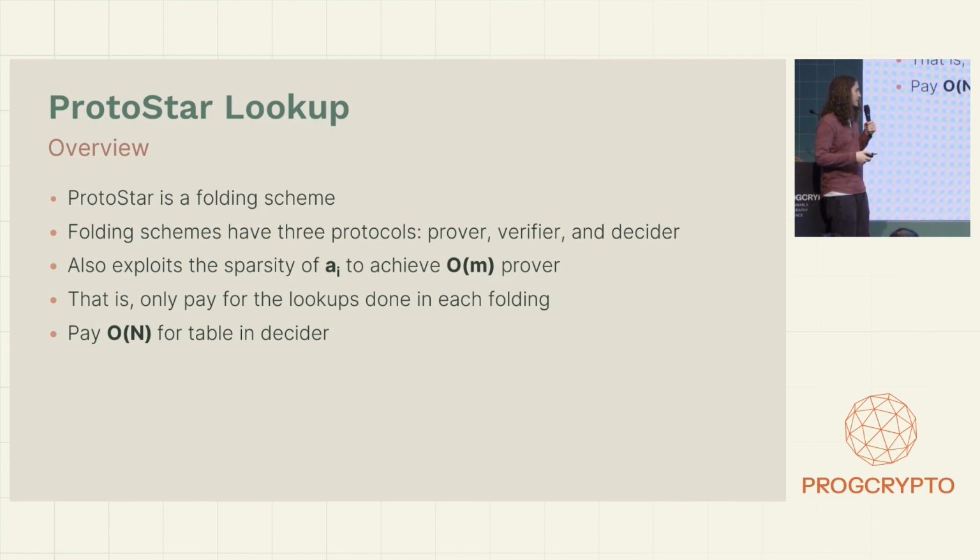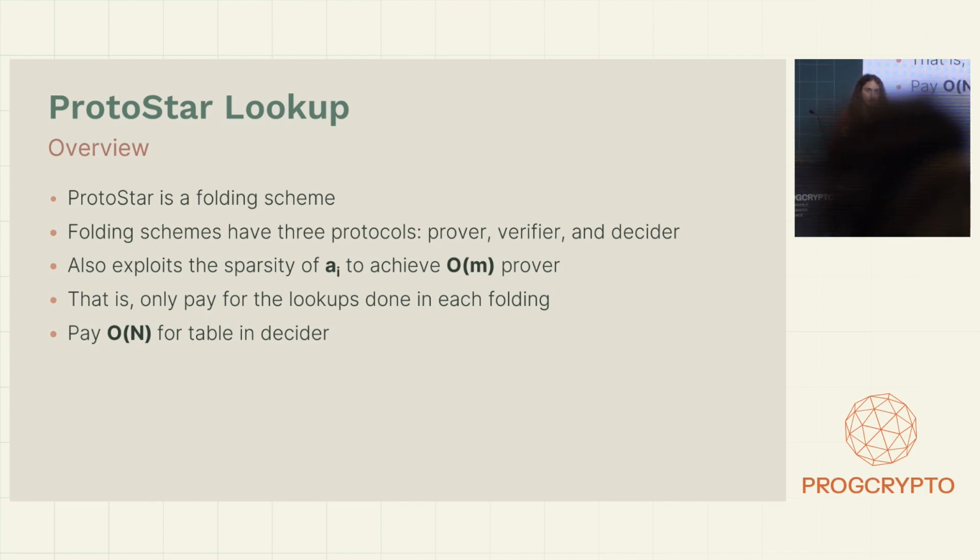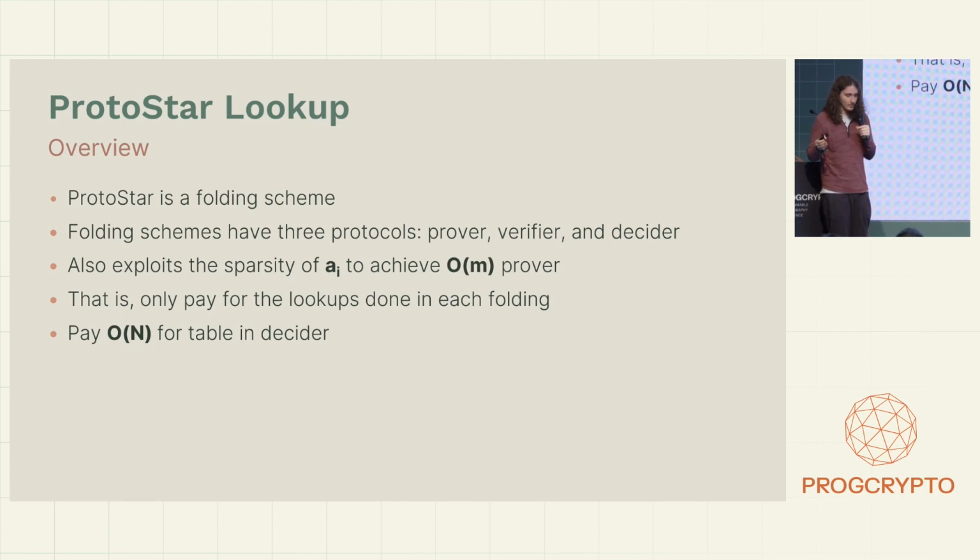So for a lookup argument for a folding scheme, ideally you want the prover to depend only on the sparsity of your lookup. If you're doing m lookups in one folding, you want your prover work to depend on m, not the size of the table. This is a weaker notion than CQ, where we want the prover work to unconditionally depend on the table size. We're willing to give that up in favor of doing table-dependent work in the decider, not in the prover. So we do O of m work in the prover and O of n work in the decider. The advantage is that it doesn't require KZG or FK, at least. I suppose there's still maybe a little pre-computation.